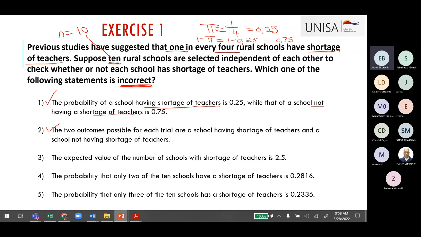The expected value of the schools with a shortage of teachers is 2.5. So they're asking you to calculate the expected value, which is n times pi. It's 2.5, because here our n is 10 times 0.25, which is equal to 2.5.